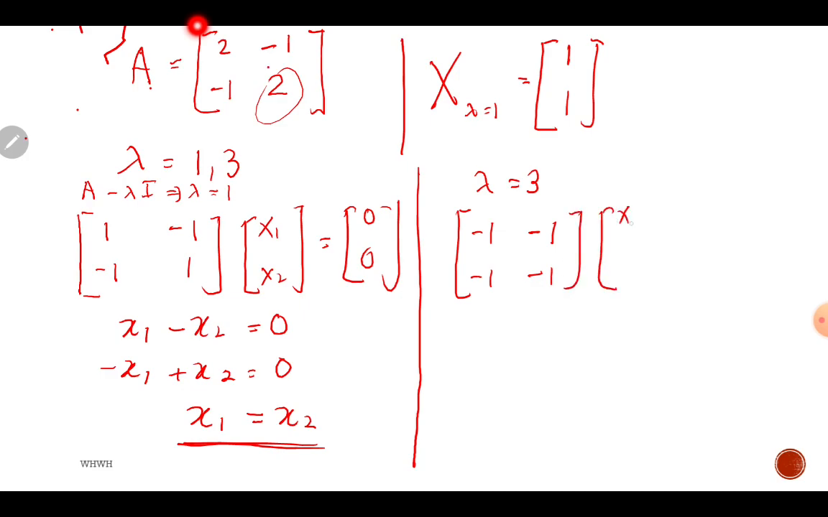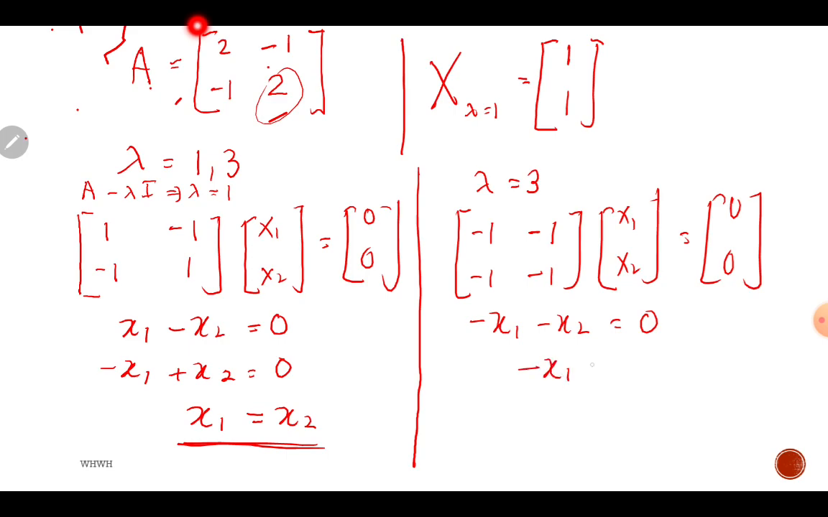Okay, then x1, x2, 0, 0. So what we have is negative x1 minus x2 equals to 0. Second equation pun akan dapat yang sama. So here we have negative x1 is equal to x2. So what shall we let as your x1 and x2? So let's say we let x1 equals to 1, then what will be your x2? x2 will be negative 1 lah.